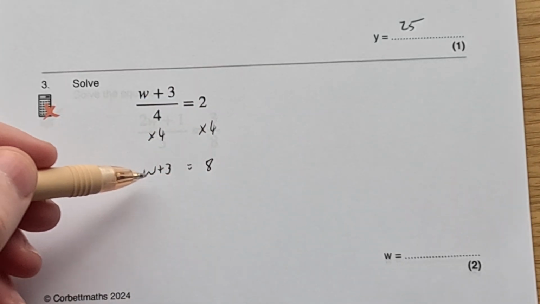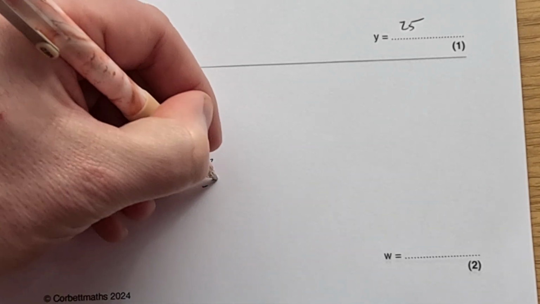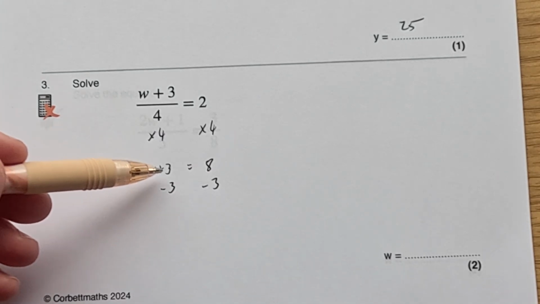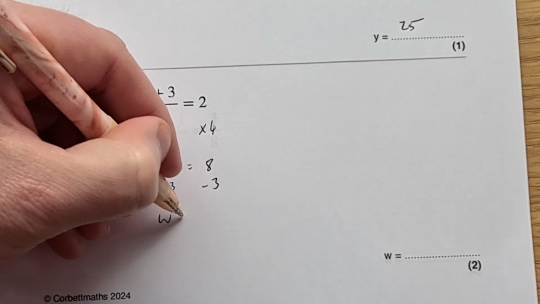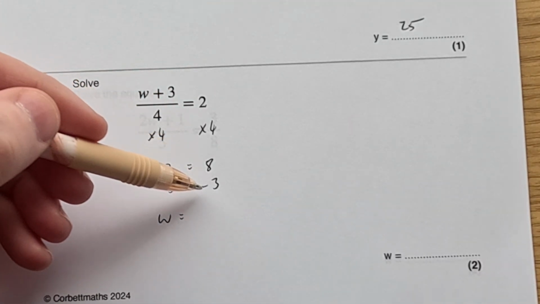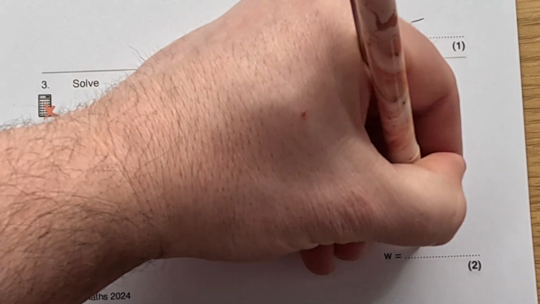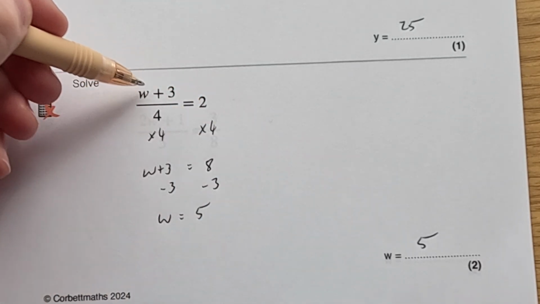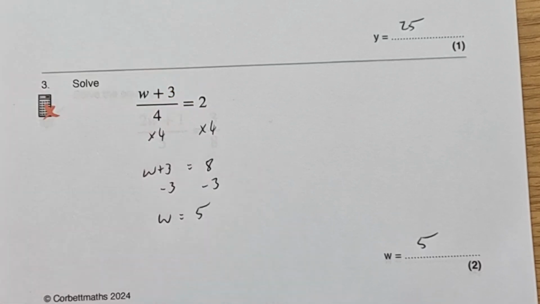Now we want to get the w on its own, so we want to get rid of this plus 3. So we're going to take away 3 from the left-hand side of the equation, and we're going to take away 3 from the right-hand side of the equation. On the left-hand side, we had w plus 3. We're taking away 3 to get rid of the plus 3, so we're just going to be left with w. And on the right-hand side, we had 8 take away 3, and 8 take away 3 is equal to 5. So it means that w is equal to 5. And let's just check that. If w is equal to 5, on the numerator we get 5 plus 3, that's 8, and then divided by 4 is equal to 2. So that's right.